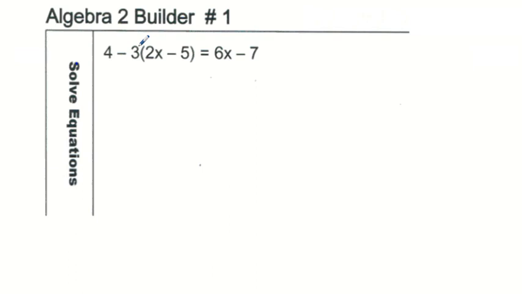So there's several problems here. Here we have 4 minus 3 times 2x minus 5 equals 6x minus 7. The idea here is to isolate this unknown x. The first thing I'm going to do is distribute, using the distributive property of algebra. Negative 3 times 2x is going to be negative 6x, and then negative 3 times negative 5 is going to be plus 15.